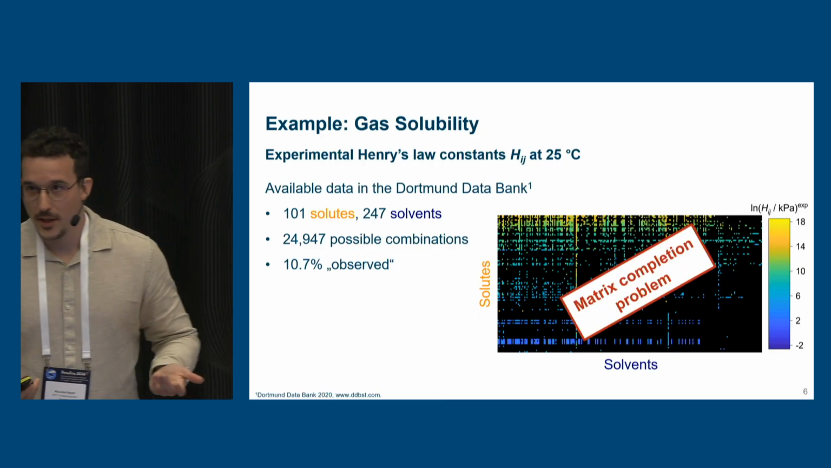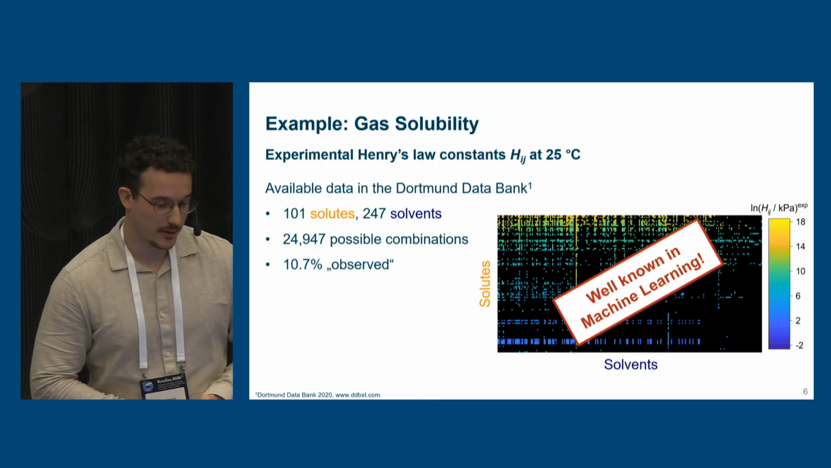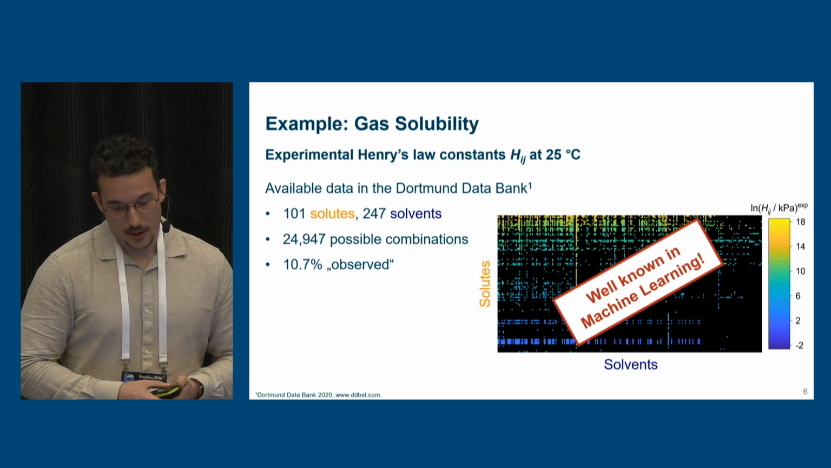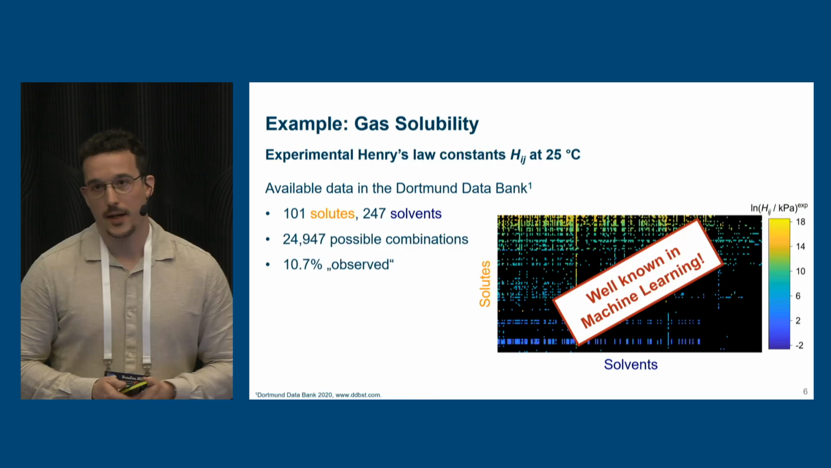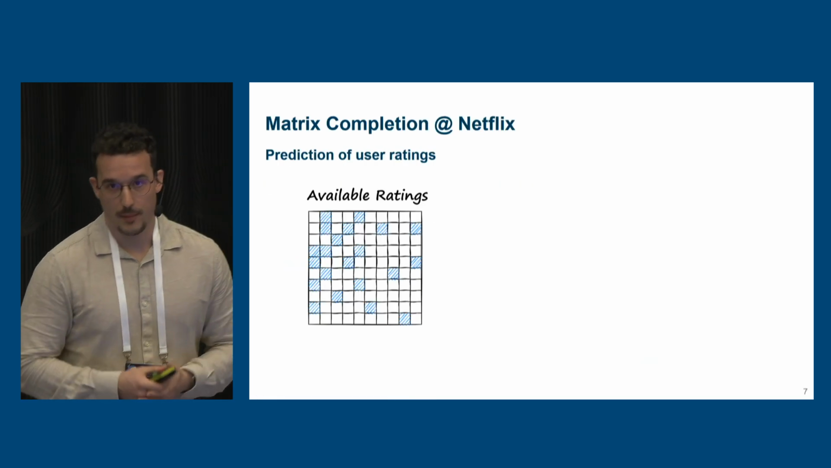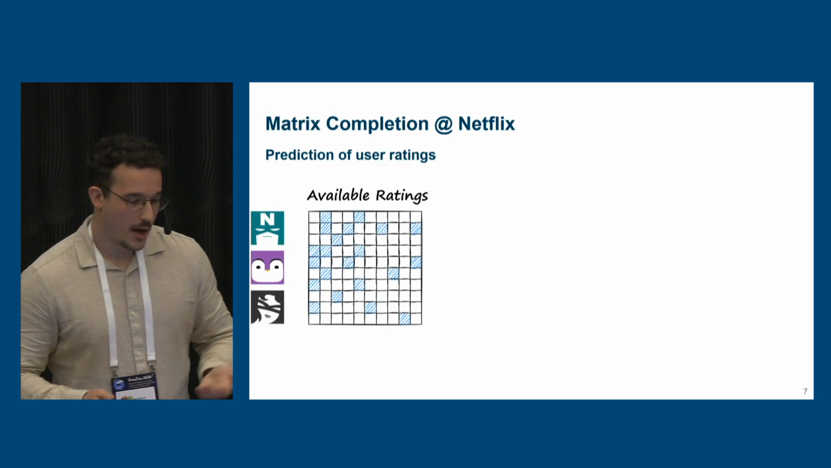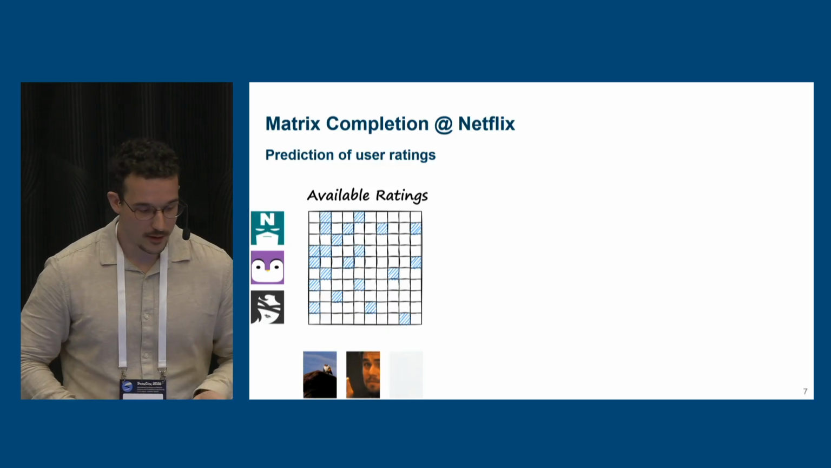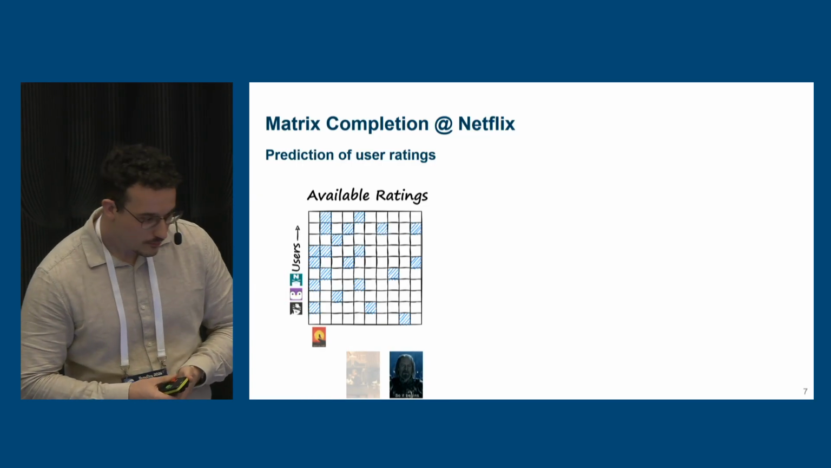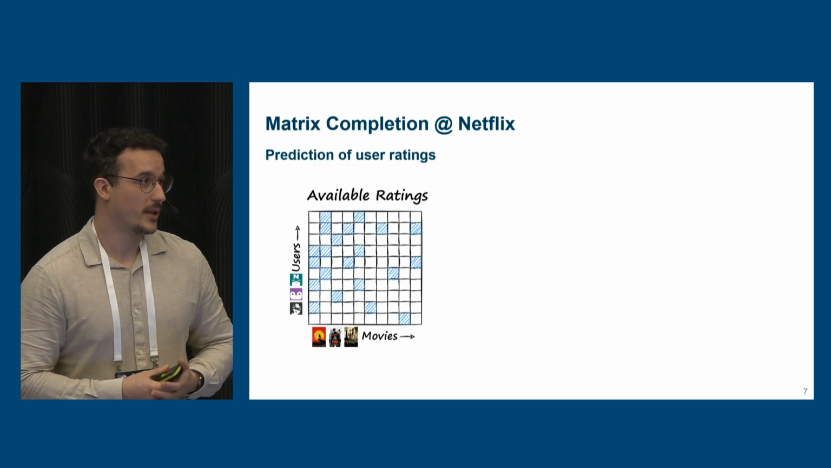This is a matrix completion problem, which is well known in machine learning, and especially in recommender systems. And that's why I'm going to explain the idea of how we can complete this matrix with the example of Netflix. So Netflix also has a matrix, which is sparse. Here we have the rows corresponding to the users and the columns corresponding to the movies. And of course, not every user has seen every movie.